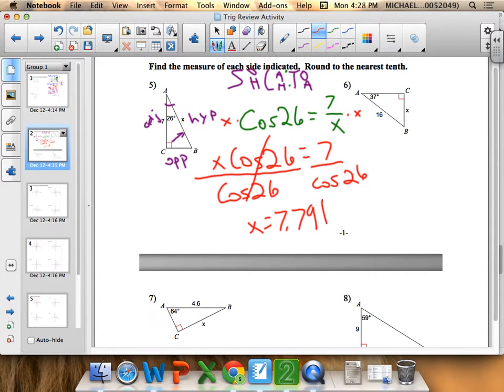Go ahead and try 6, 7, and 8. You must first, from the pieces they give you in reference to the given angle, first label the triangle, then decide what pieces they give you, and then set up your equation like I did here, and solve for x based off of where it exists in the equation.